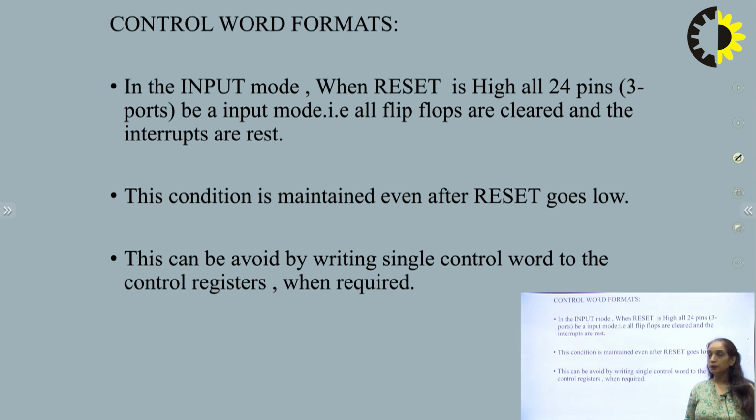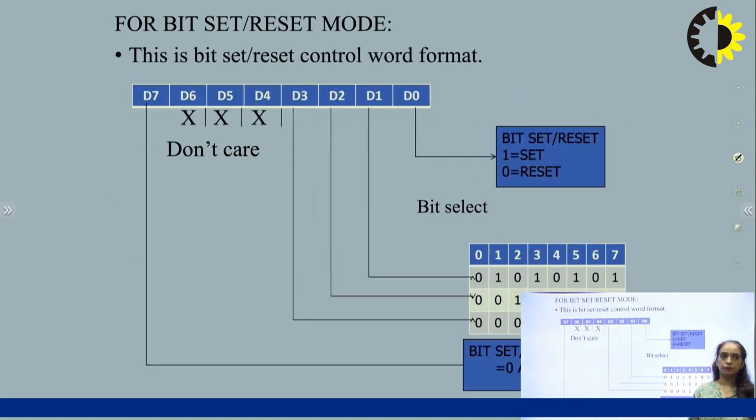So next we have the control word format. In the input IO mode, when the reset is high, all 24 pins will be in input mode, all the flip-flops are cleared and interrupts are reset. The condition is maintained even after reset goes low. This can be avoided by writing a single control word to the control register whenever required.